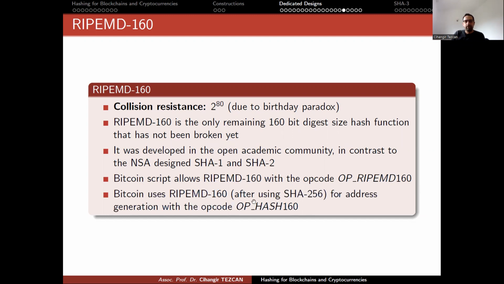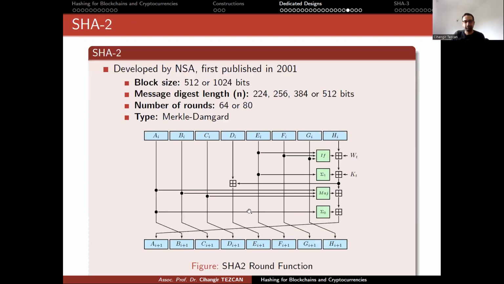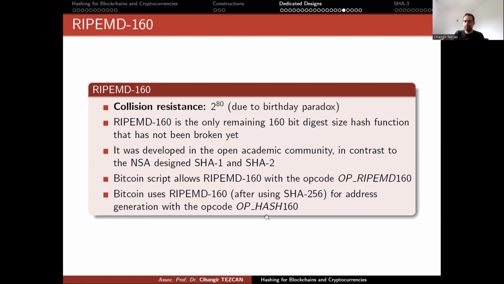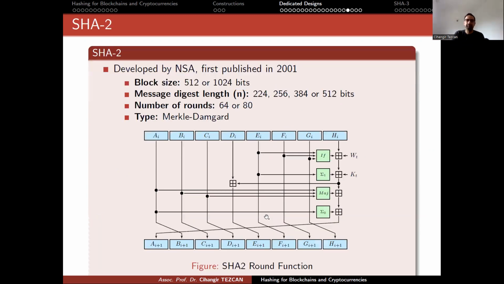So Bitcoin uses RIPEMD after using SHA-256 for address generation, with the opcode OP_HASH160. If you use the RIPEMD opcode, it only performs RIPEMD hashing. If you use this one, it first uses SHA-256 on the input, and the output is then fed into RIPEMD-160. And we will talk about them when we talk about Bitcoin in the future.